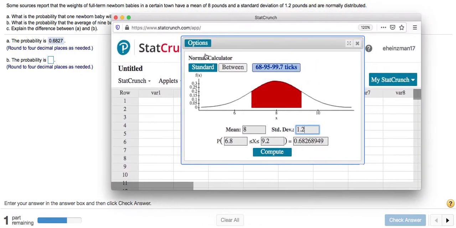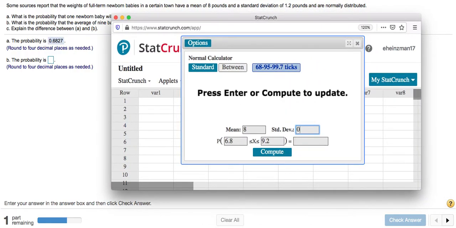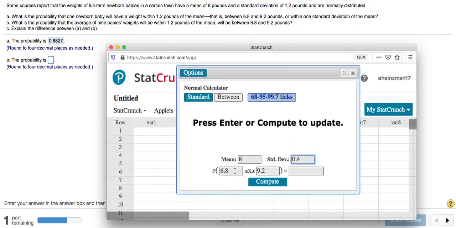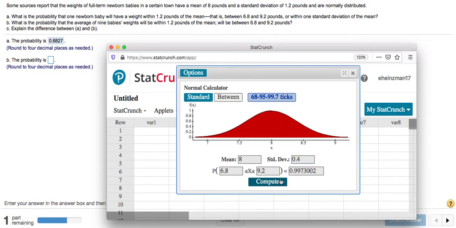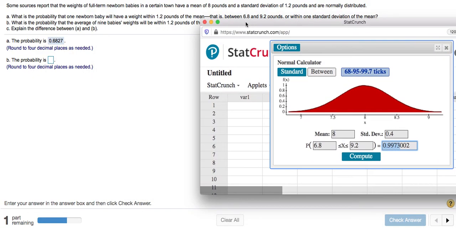So I'll put that here. And we're still going between these two bounds of 6.8 and 9.2, so all I have to do is click compute. And I get this number here, which I'm also rounding to 4 decimal places. So that is 0.9973.